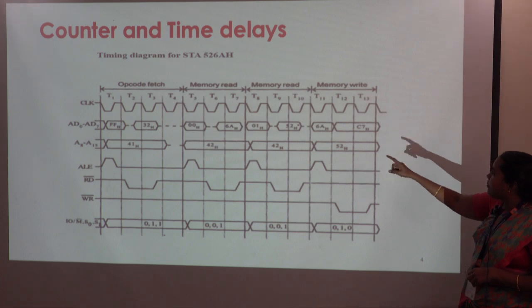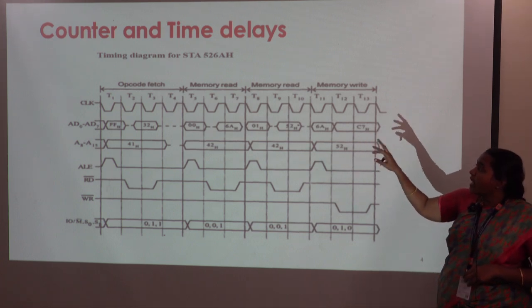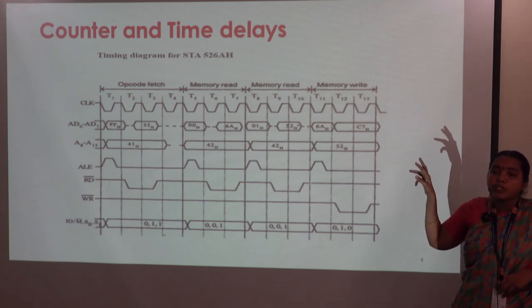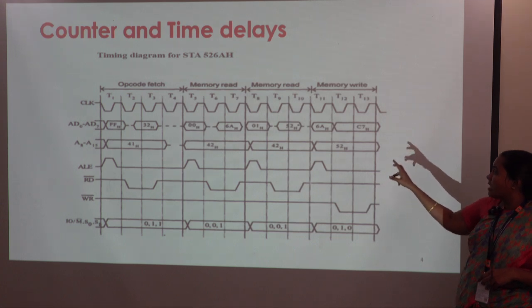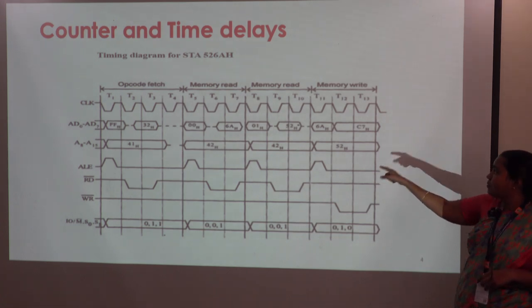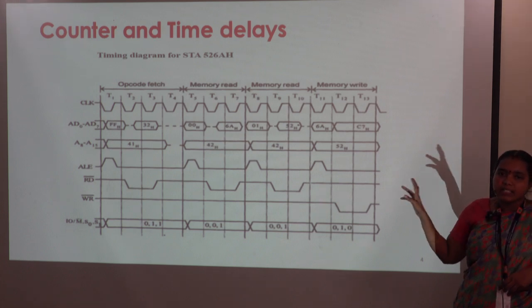Okay, the next one is 526A. This is the address. Store the accumulator value to the 526A address. So 526A is the address, and the C7 data is moved on to 526A. Okay, this is a function of the address and data bus.